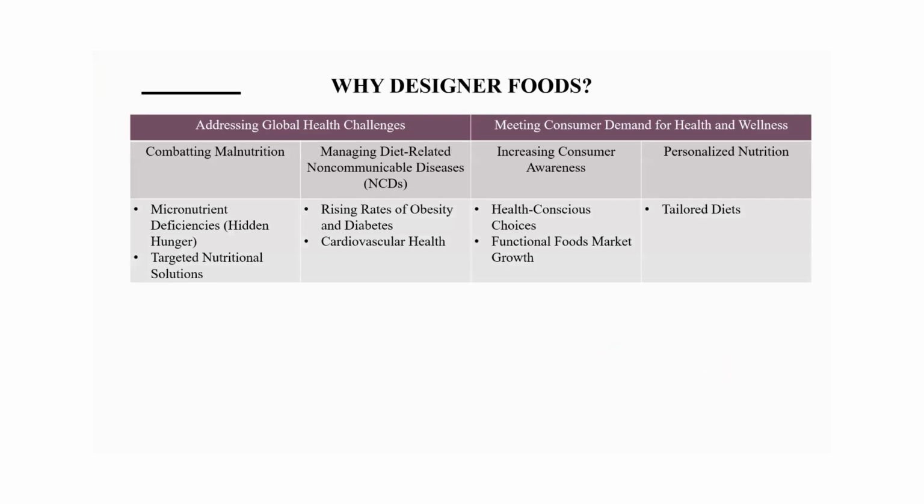What is designer food? What will it do? It will address global health challenges, and also meet customers' demand for health and wellness. Major global health challenges are combating malnutrition and micronutrient deficiencies, which is also called hidden hunger. Targeted nutritional solutions could be given. This is being addressed very well by the Government of India. Now, every home getting commodities from the rations gets fortified staples. That is a very good initiative whereby we can slowly reduce the hidden hunger ratio in India.